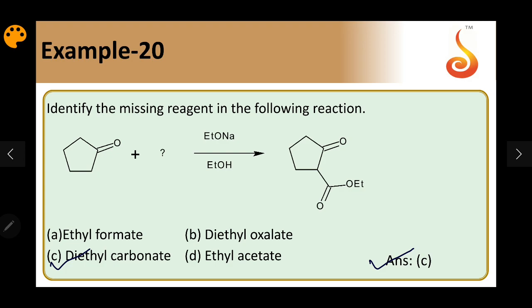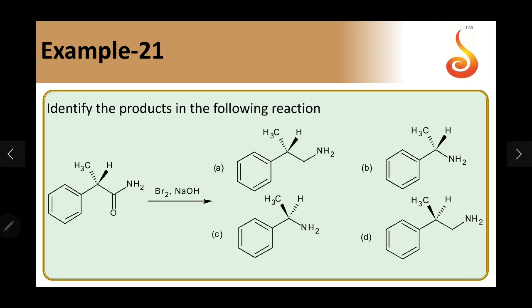Example 21. Identify the product in the following reaction. So clearly you can see here Br2, NaOH and a primary amide. So the reaction is based on the Hofmann bromamide reaction. So we'll go to the solution.